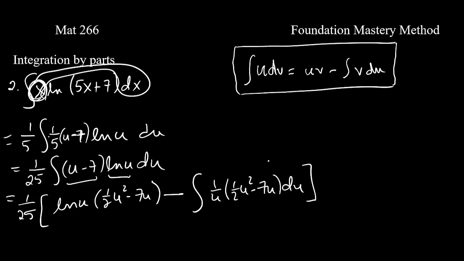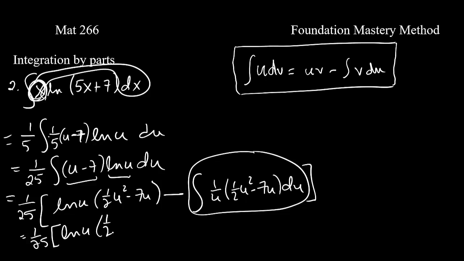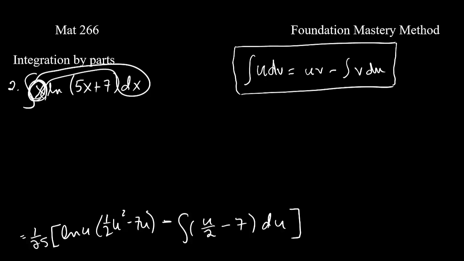And now this here is something that we can integrate, but let's just simplify it first. So this is going to equal 1/25 times the natural log of u times 1/2 u squared minus 7u minus the integral of, well, when we have 1/2 u squared times 1 over u, we get u over 2, and we have minus 7u over u, we just get minus 7. So now this is something that we can integrate. So now I've cleaned off the area above this expression so that we have a little more space here. And now let's go ahead and solve the integral.